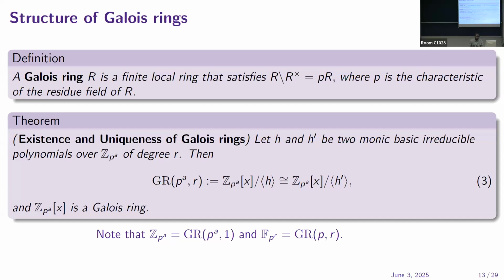I repeat this definition: a Galois ring is a finite local ring such that its maximal ideal is generated by the characteristic of the residual field. The following theorem gives the existence and uniqueness of the Galois ring.